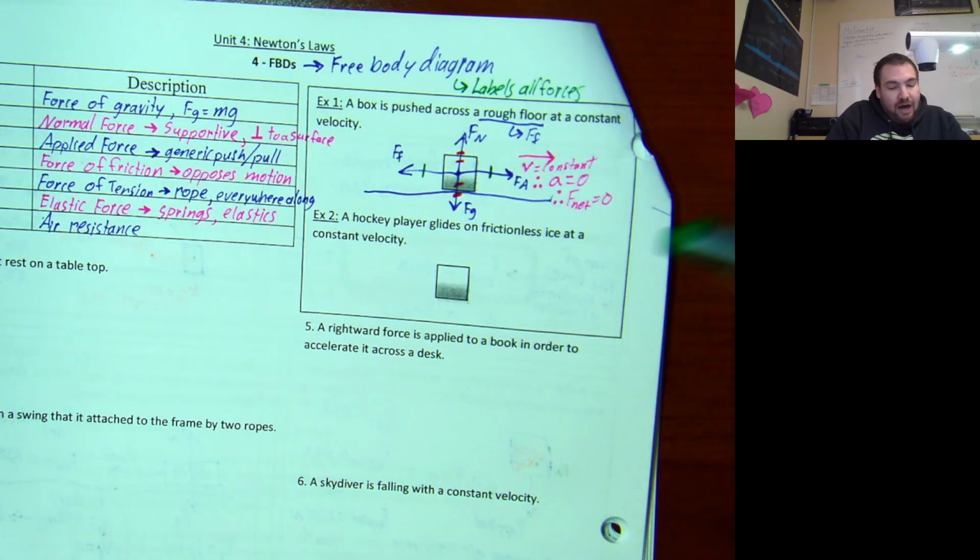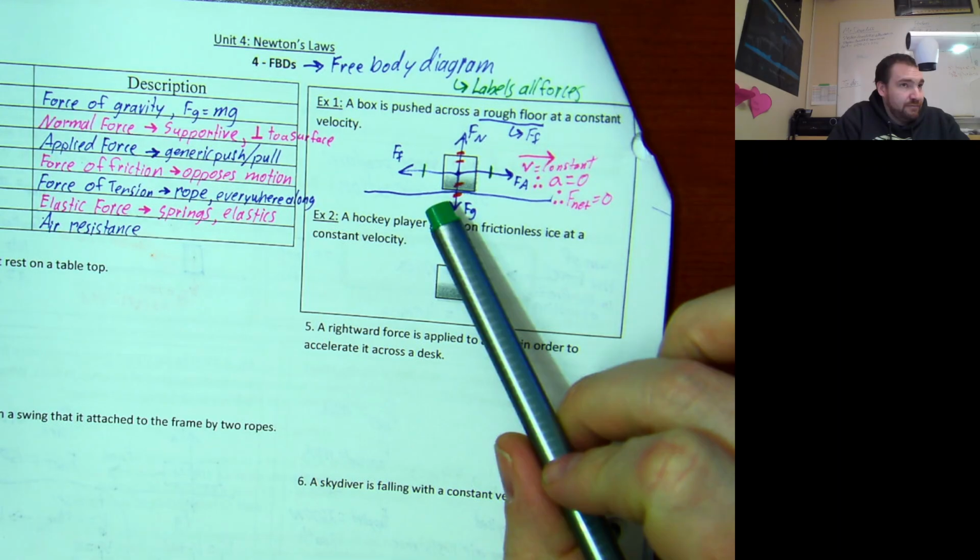So we don't address how it started moving at some point in the past. To get this thing moving, FA would have to be bigger than FF. That would cause an acceleration, bringing our velocity up from 0 to some positive value, yeah? Luis, you follow what I'm saying?